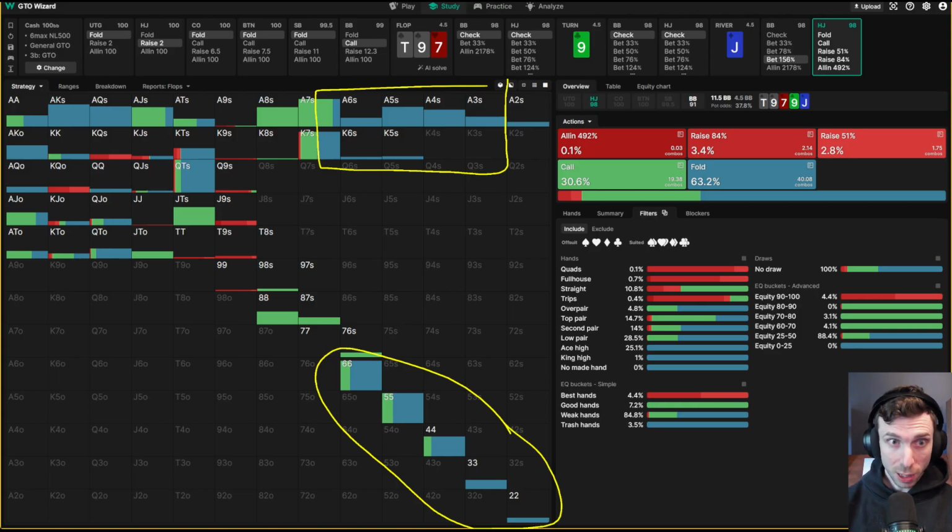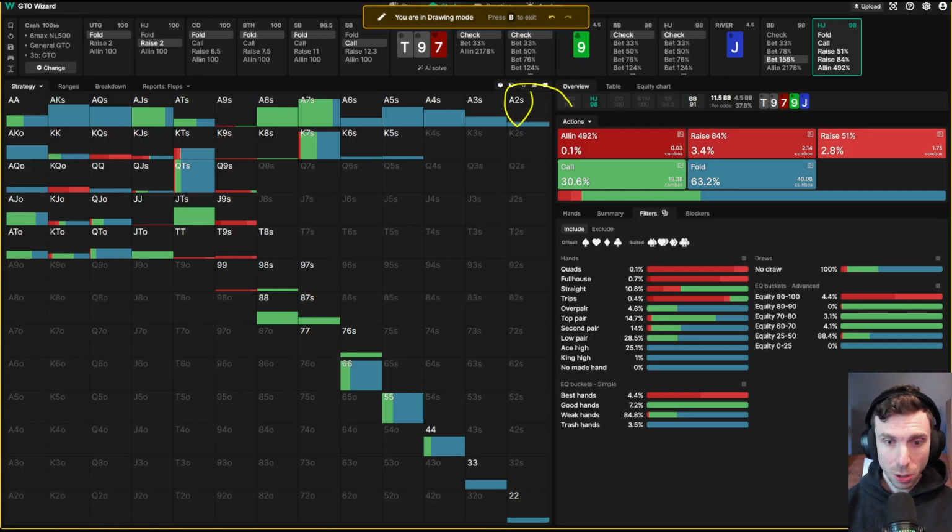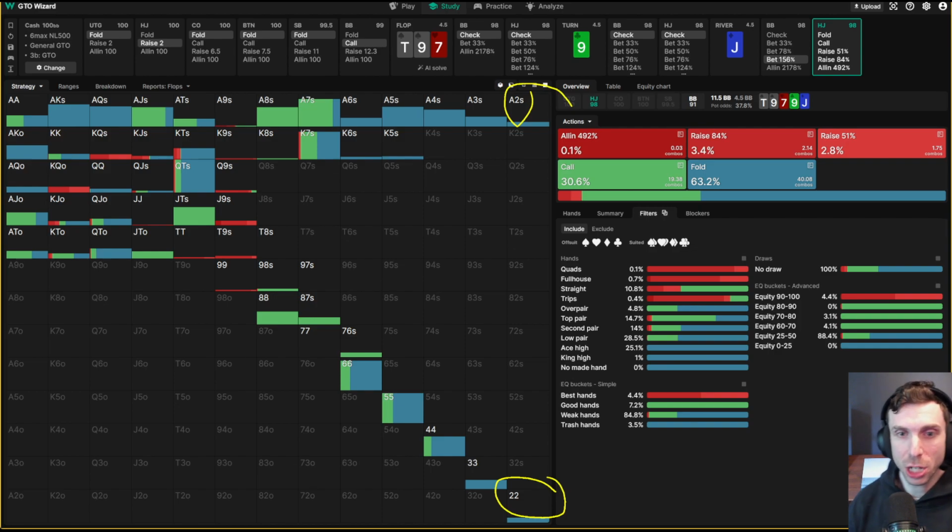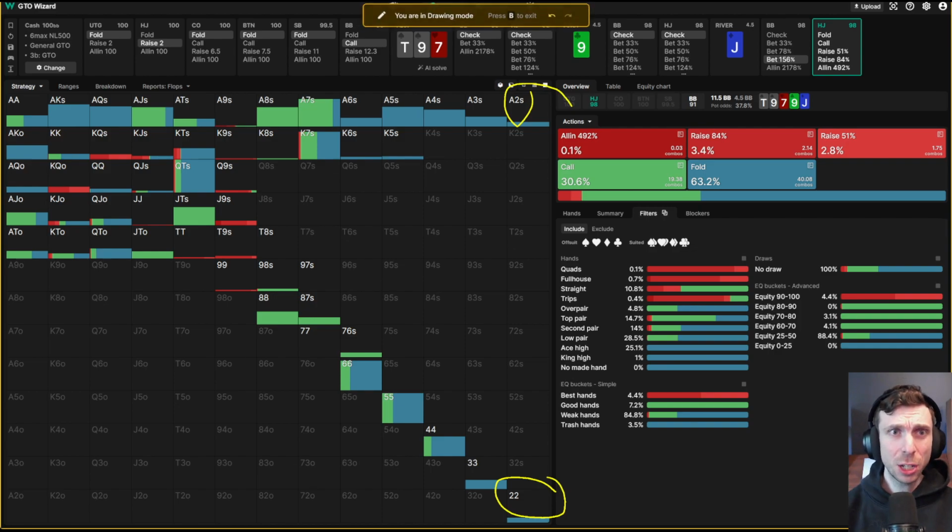So the deuce X is only ever really going to block ace deuce and deuces. So if you ever have a deuce in your hand, that could be a good indication that you could find a bluff as a heuristic.